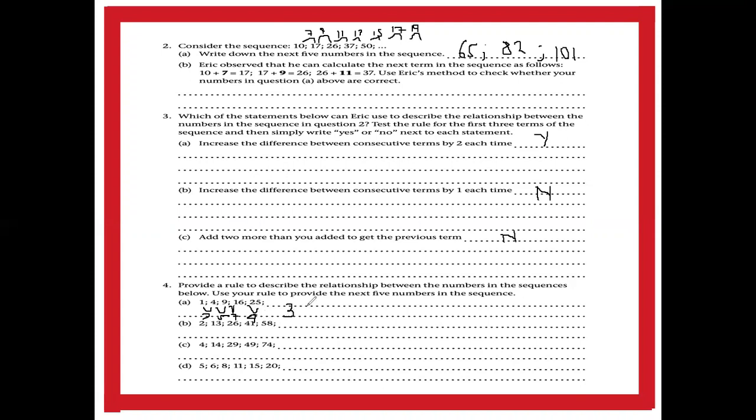So 36 is the next term. And then we're going to add 13, which gives us 49. And then we're going to add 15 to 49 to give us 64. Okay, I'm going to leave the rest of these questions up to you guys on this slide. Please complete them.